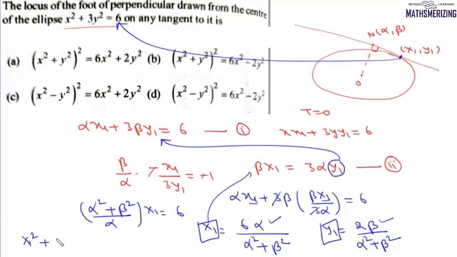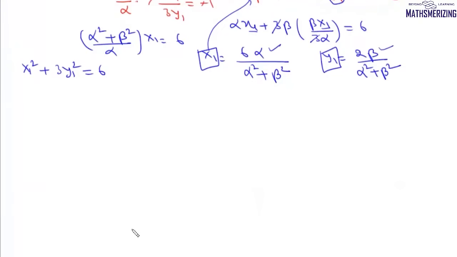So if (x1, y1) lies on this ellipse, then x1 square plus 3y1 square must be equal to 6. Now we'll put the value of x1 and y1. So we'll get 36 alpha square plus 12 beta square upon (alpha square plus beta square) whole square, and this value is equal to 6.